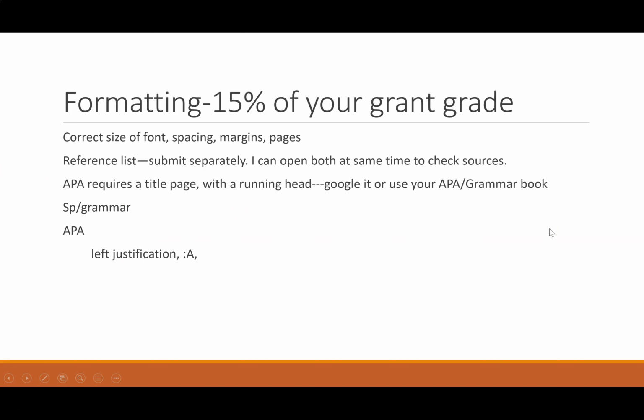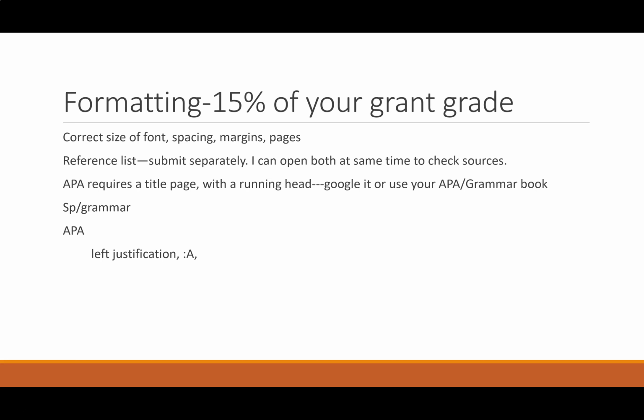So what's important for you to understand is you get 15% of your grade from your formatting, which means if nothing else is right, you'll at least have 15% on your grant. So are you using the correct size of font, the correct type of font? Is the spacing correct? Are your margins correct? Are the number of pages correct? Those are all in your grant online assignment 2, where we talked about what the requirements are. Is your reference list submitted separately? I want to be able to open both items at the same time so I can look at your reference list in Blackboard and your paper separately.